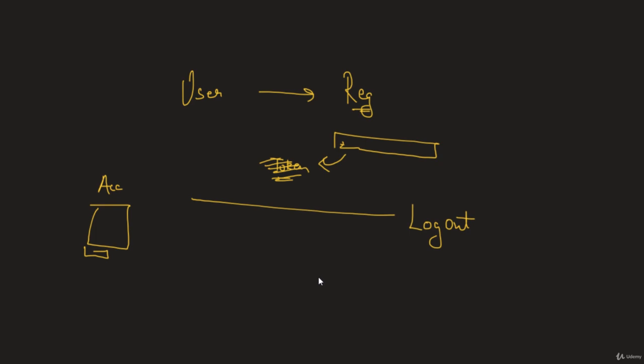But if they need a token, they need to log in again. So the user needs to log in again. And once they log in, a new token will be generated. So now if they visit this account page, they have this token. If they click on logout, we are going to destroy this token.